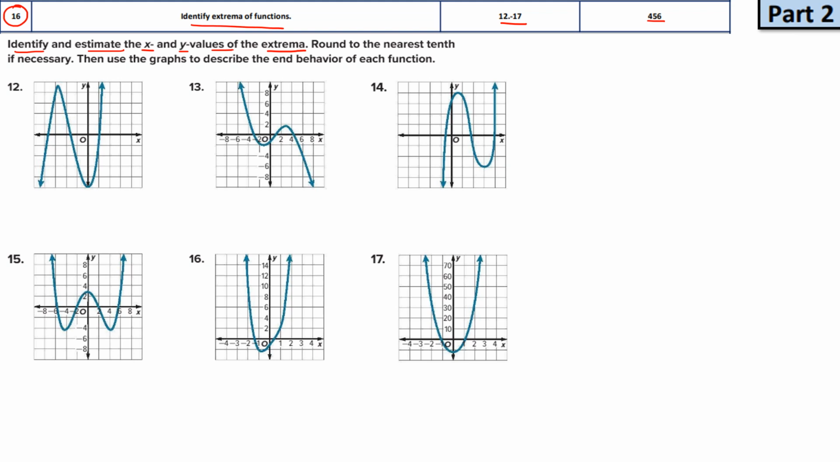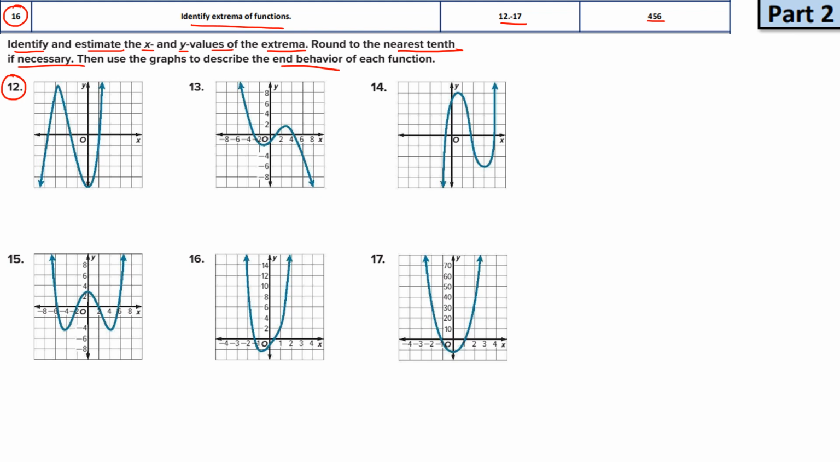Looking at the graphs, we will identify and estimate each of them. Somewhere you have to give a rounded value also, because we have to round off to the nearest tenth if necessary. That means for each of these graphs there may be maxima, minima or relative maxima, relative minima at decimal values, so you need to round it off to one decimal place. Then use the graphs to describe the end behavior. Let's begin with question 12, and you can zoom in on the graph a little if you want to see the coordinates carefully. There are three things we are going to do here: the relative maxima, the relative minimum, and then we'll move on to end behavior.